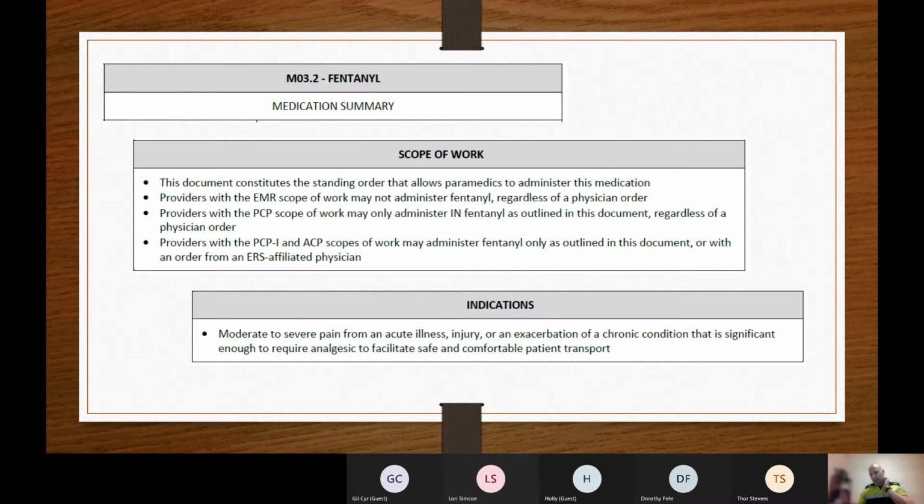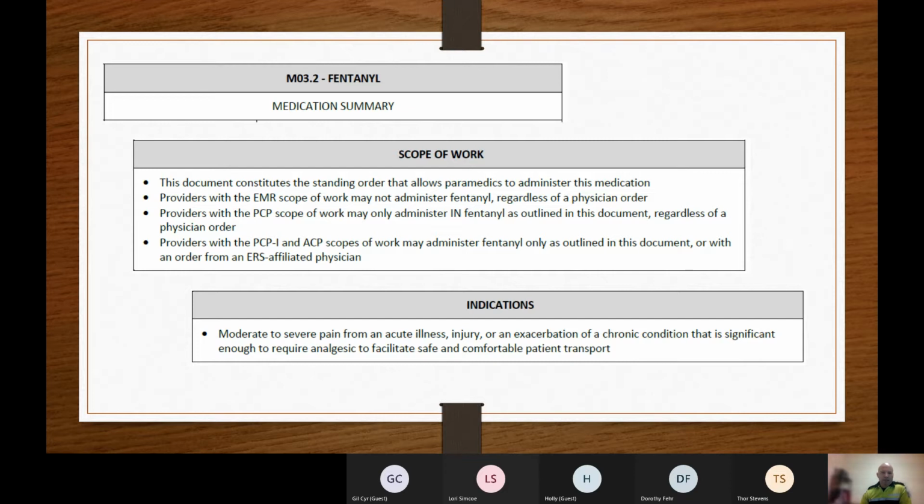So fentanyl. So I talked about giving opioids and opiates for pain control. So we're going to talk about fentanyl first. Fentanyl, I'm going to talk about a bit more when we get to morphine, but fentanyl is preferred for patients with ACS over morphine. So with fentanyl itself, again, here's the medication summary as would be found on the Shared Health website. So for scope here, again, this is your standing order.